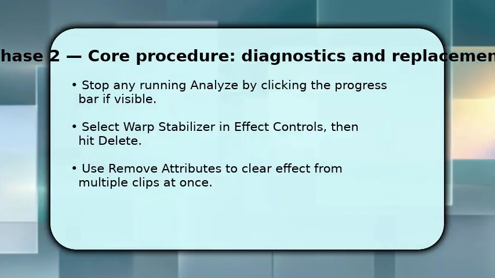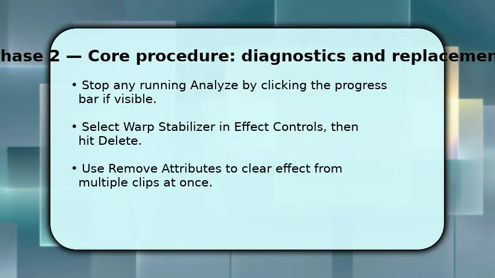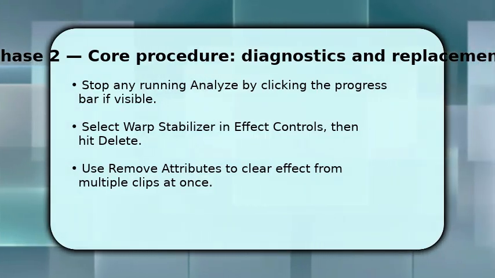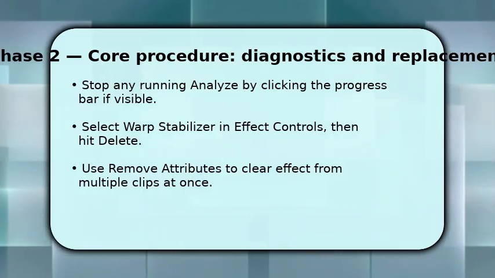If you have multiple clips, select them in the timeline, right-click and choose Remove Attributes, then uncheck everything except Warp Stabilizer to batch remove. Do this carefully. Once removed, Premiere will no longer use the stabilization data.